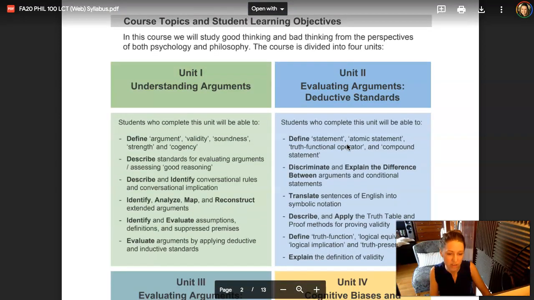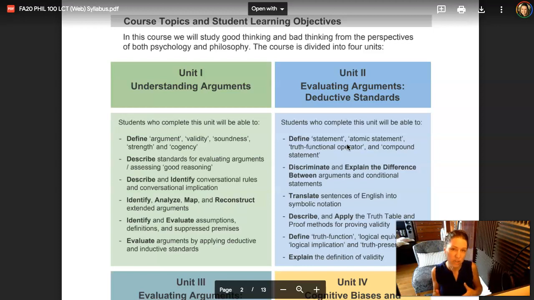Page 2, we have the more specific learning outcomes or objectives for the course. So our course is broken into 4 units. And these units are interrelated, and we're actually going to sort of cover material from multiple units at the same time. And at first that might feel a little bit confusing, but I promise there's a method to the madness. So Unit 1 is about understanding arguments. We're going to spend a lot of time practicing identifying and analyzing arguments.